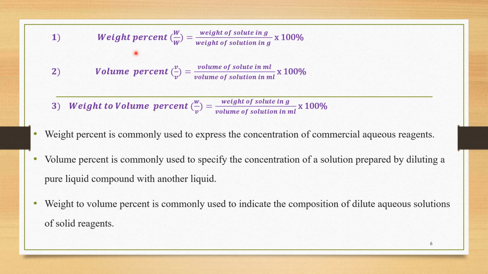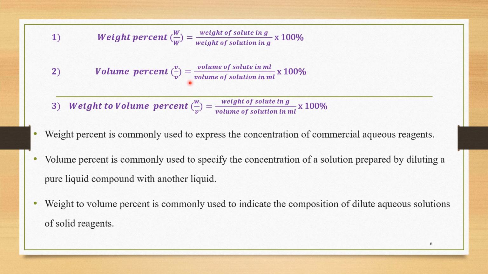Now let us look at their equations one by one. First is the weight percent, that is W/W. It is equal to the weight of a solute in grams divided by the weight of a solution in grams, multiplied by 100%. By using this ratio we get the weight percent of a particular solution. Second one is the volume percent, that is V/V, equal to the volume of a solute in ml divided by the volume of a solution in ml, multiplied by 100%. And the third one is weight to volume percent, that is W/V, equal to the weight of a solute in grams divided by the volume of solution in ml, multiplied by 100%.